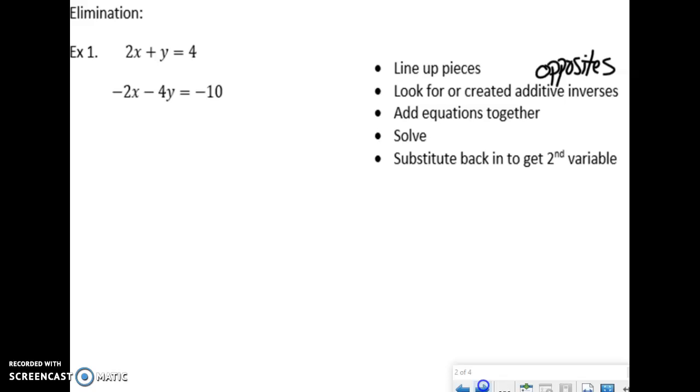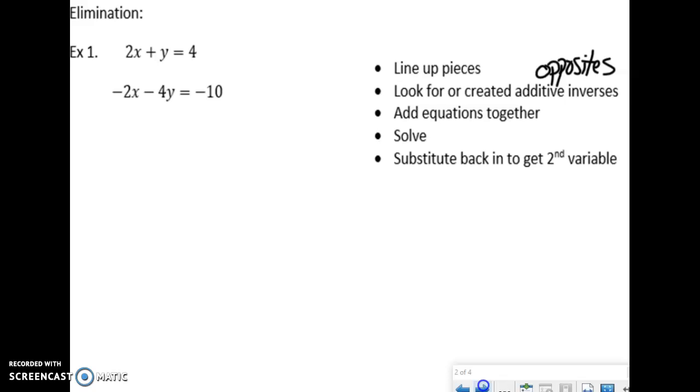And then we add those equations together. Now you could also subtract, but it is easier to think about just adding them together, trying to create opposite signs, and then solve, and then don't forget to substitute back to find the second variable. If you found x, go back and find y. If you found y, go back and find x.